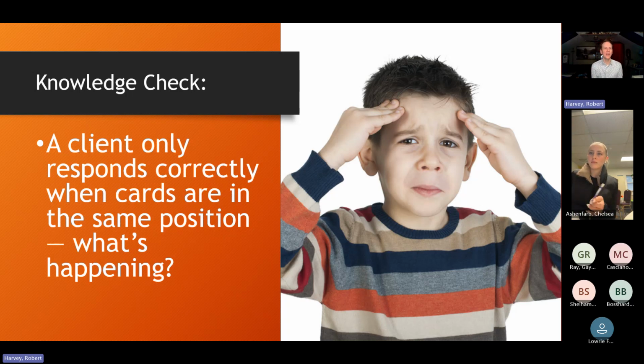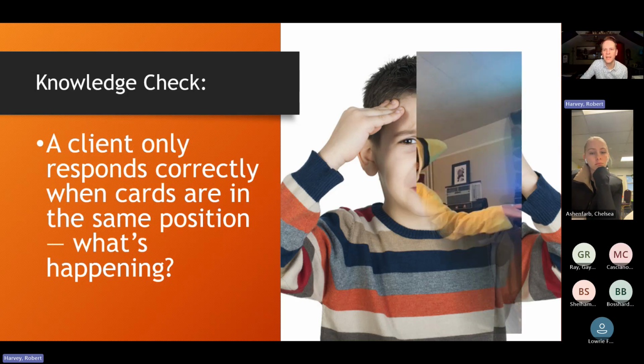All right, so knowledge check here. A client only responds correctly when cards are in the same position. What's wrong here? They're going to memorize based on the same positioning. Yeah. So well done, Chelsea. So instead of them really having strong stimulus control of what that picture is, right? They've memorized where the picture is. So they don't actually know the thing, they know the placement. Good. So we don't have discrimination in that case.